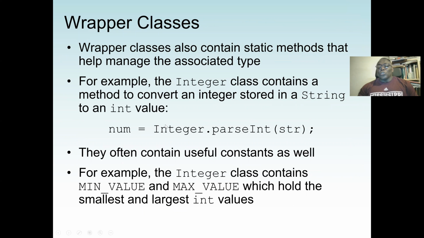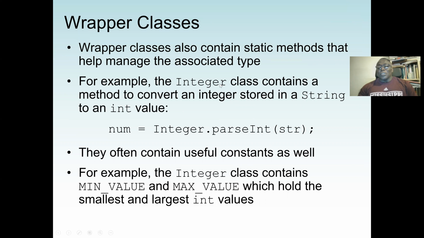Wrapper classes also contain static methods. Actually, that's why it's a class. Every class consists of instance data and also methods, which define the behavior of the class. So one of the methods is parseInt. If I have Integer.parseInt(str), what I'm trying to do here is change the data type from an Integer object to a primitive type.